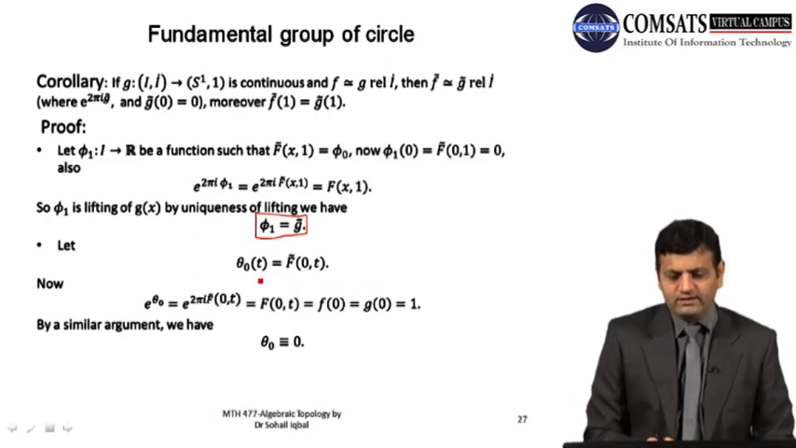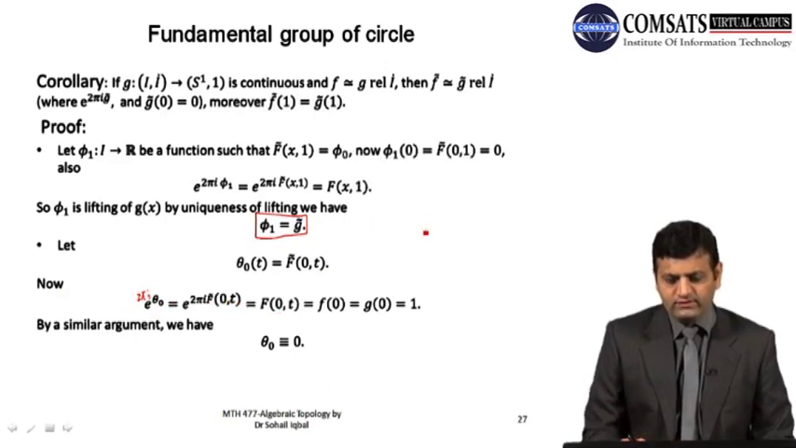Now let theta naught of t be equal to F tilde of (0, t). Now what is e raised to power 2 pi i theta naught? This is equal to e raised to power 2 pi i F tilde of (0, t). So according to the fact that e raised to power 2 pi i F tilde of (x, t) is equal to F of (x, t), this is equal to F of (0, t).